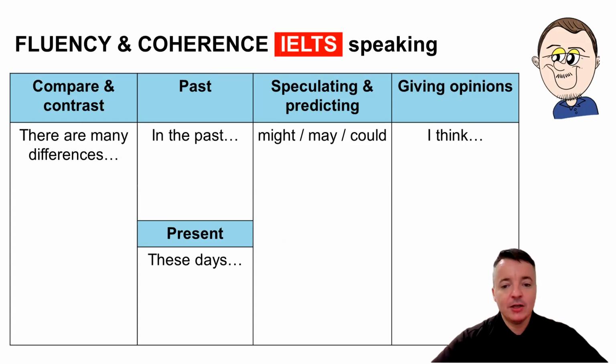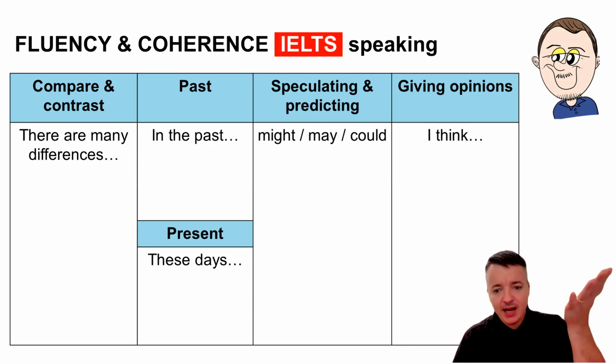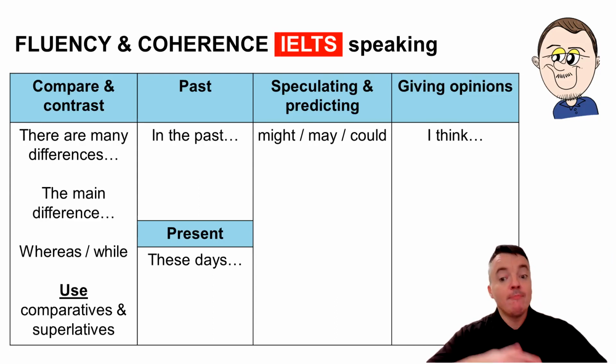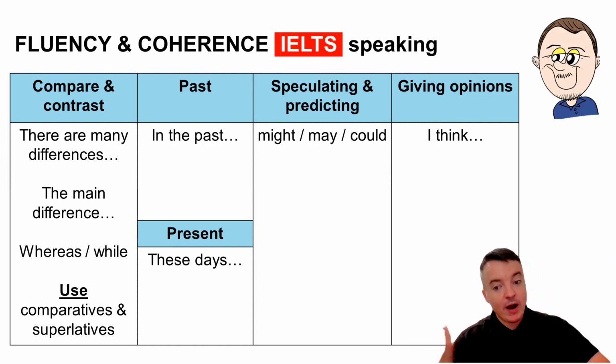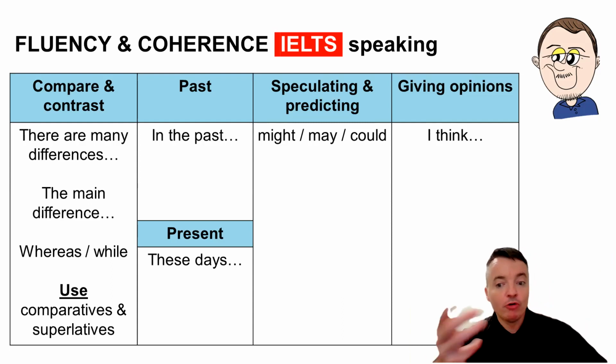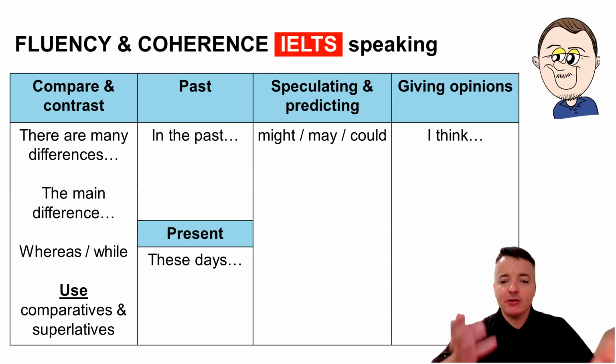Okay, let's look at compare and contrast. So for example, there are many differences between X and Y. Here are some more ideas. The main difference is, a little difference is, whereas, while, and of course, use comparatives and superlatives. Big, bigger, the biggest. Amazing, more amazing, the most amazing. These are all comparing and contrasting.